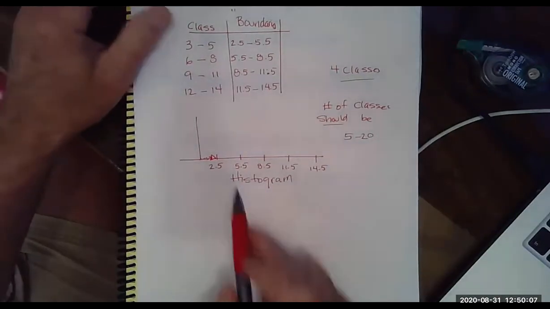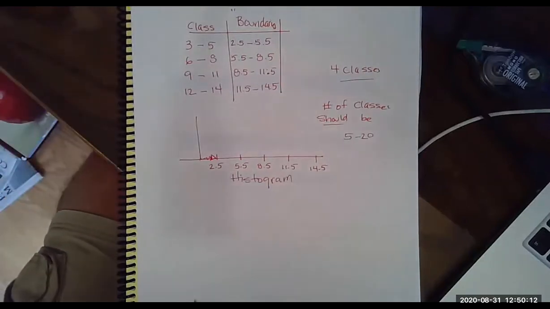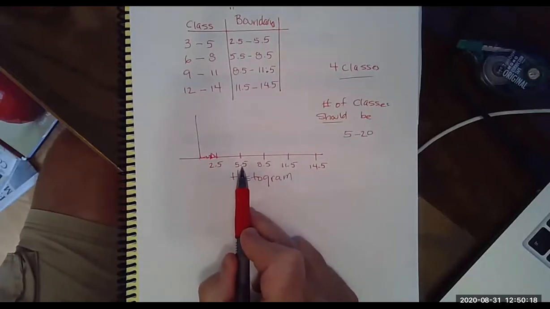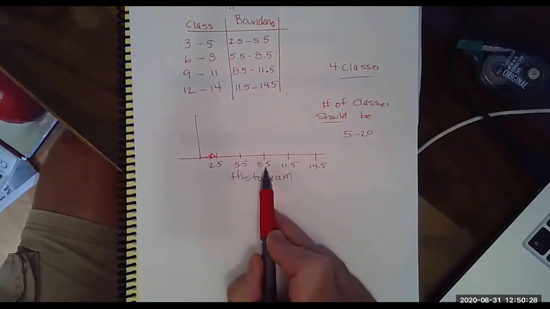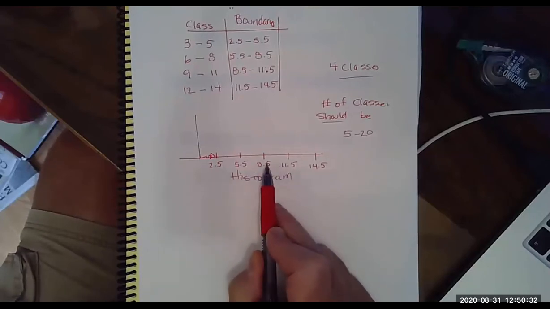Now, the way I taught you guys last week is any number that's on the boundary, or on a tick mark, any raw data goes into the right-hand one no matter what. So if there was an 8.5 in raw data, it would go over here, not to the left.